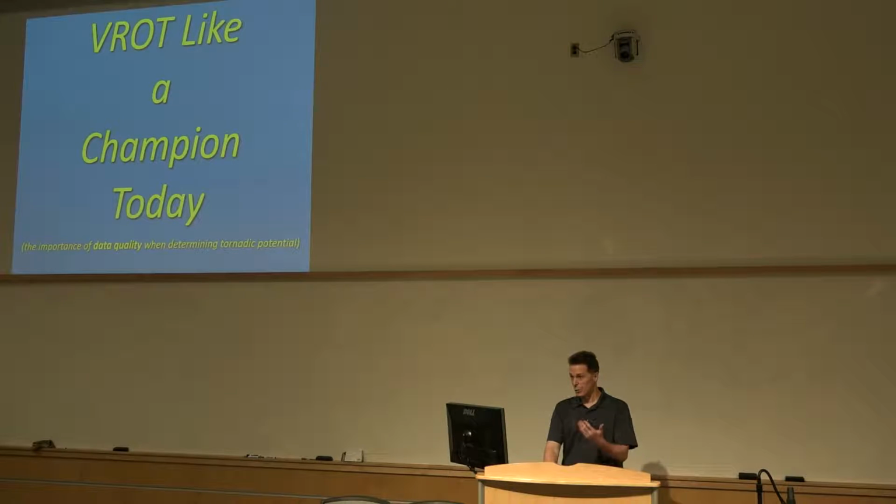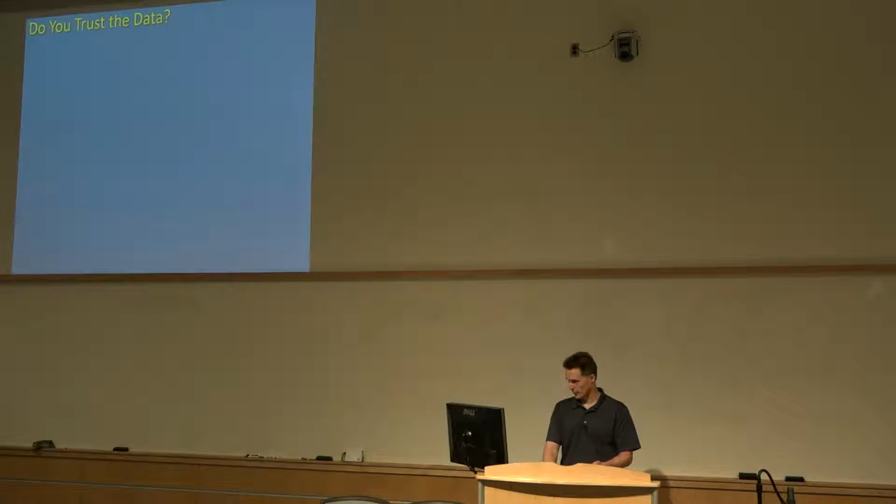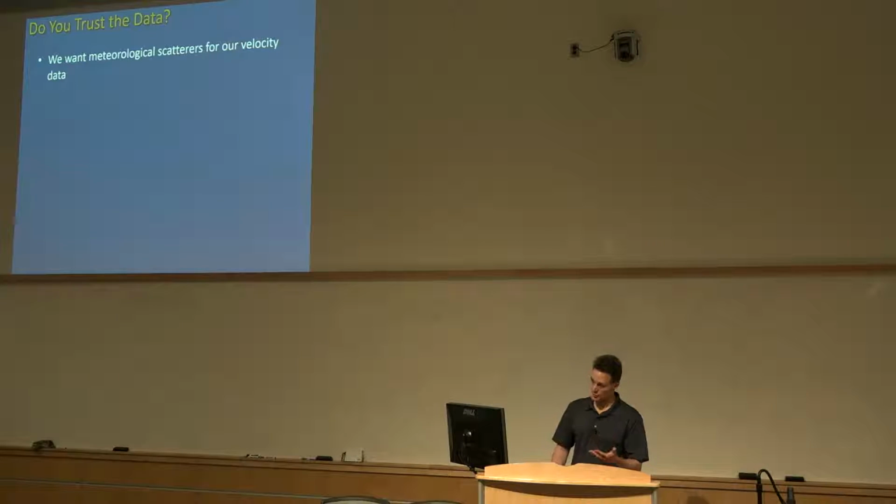Point here is that data quality plays a huge role in proper interpretation and application of this information. So you've got to be able to say, do I trust the data? And when we say trust the data, you want to make sure that it's a meteorological scatterer resulting in the velocity data. Bugs are not meteorological. The velocity returns from dragonflies, while they might mean something, that's not what we're looking for. So you're looking for precipitation that is driving the power return to the radar. And again, you don't always have meteorological scatterers.